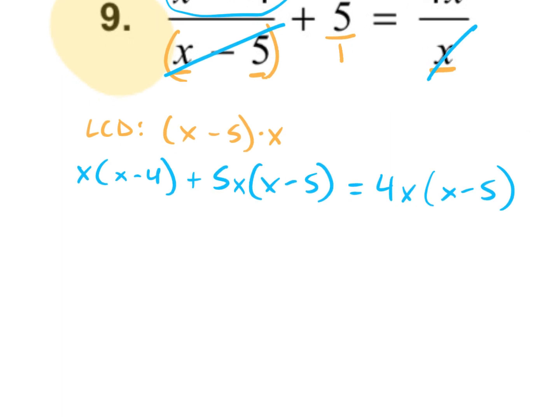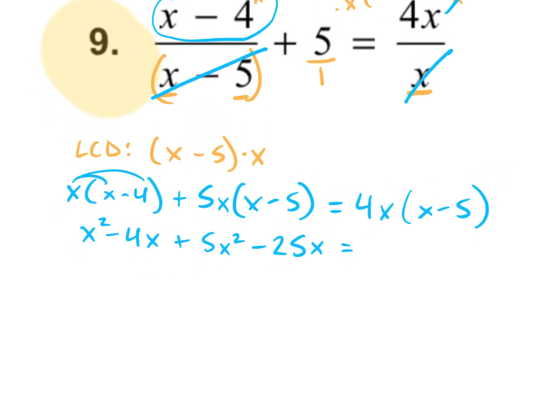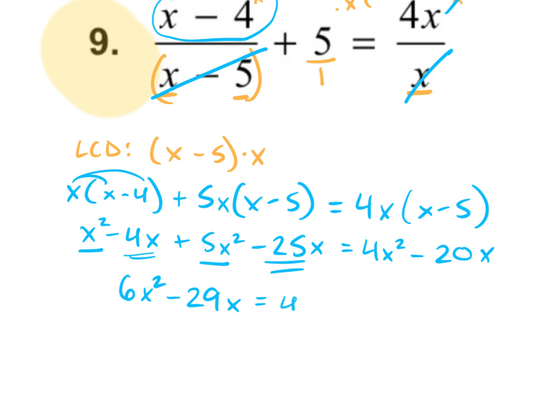From here, we just distribute, and we'll combine our like terms to solve. So we get x squared minus 4x plus 5x squared minus 25x is equal to 4x squared minus 20x. Let's combine our like terms. We have x squared and 5x squared would be 6x squared. Negative 4x minus 25x would be negative 29x is equal to 4x squared minus 20x.